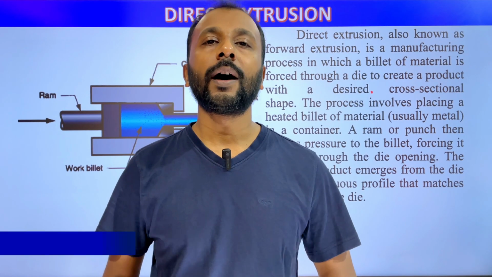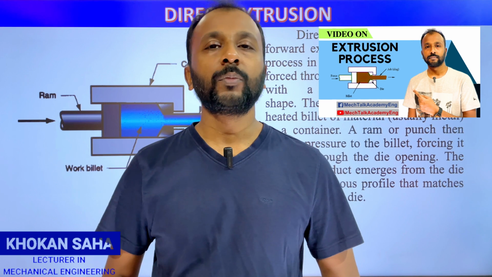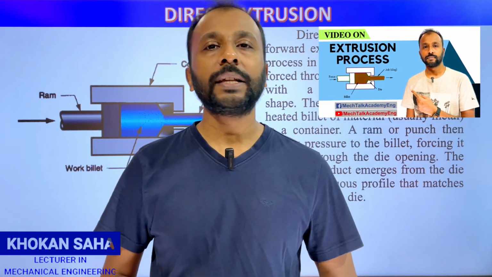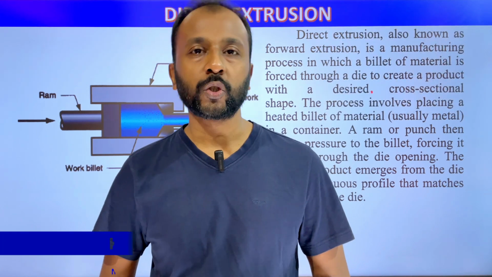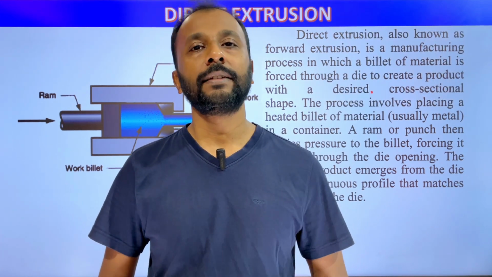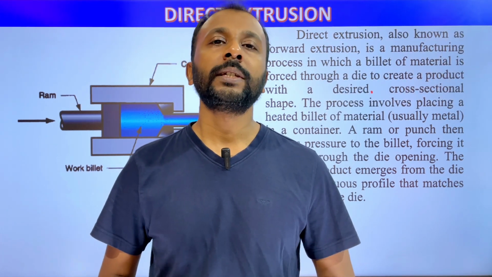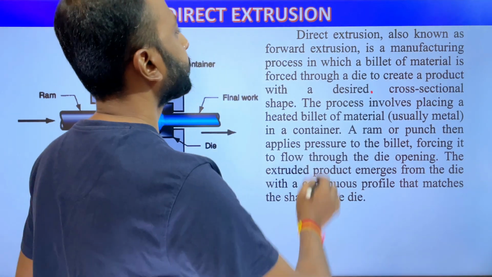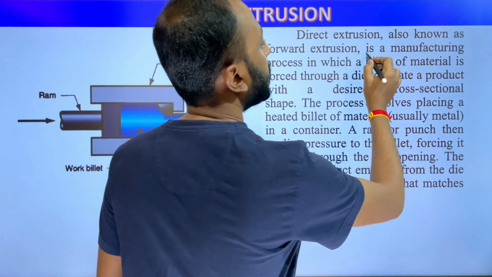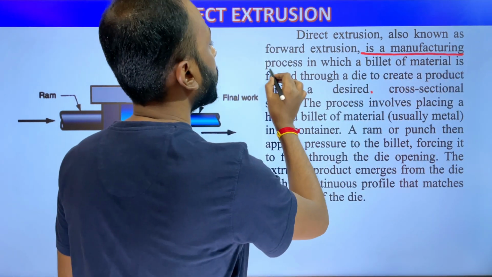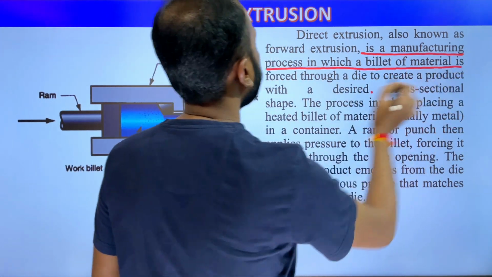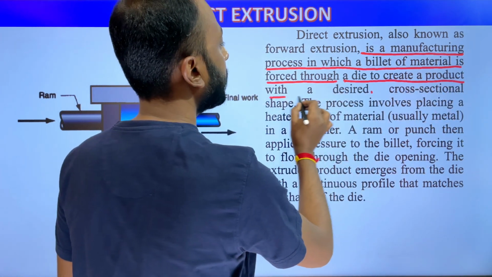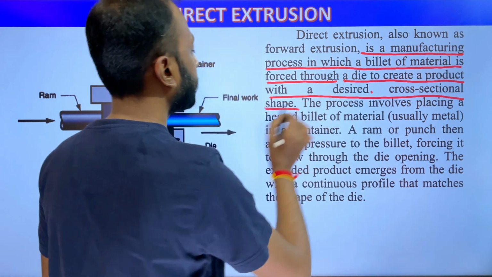So in earlier video, I have discussed about what is extrusion process and what are the types of extrusion processes. That is, what is hot extrusion process and what is cold extrusion process. So let's now discuss about direct extrusion process. Direct extrusion process, which is also known as forward extrusion process. So direct extrusion process is a manufacturing process in which a billet of material is forced through a die to create a product with a desired cross-sectional shape.